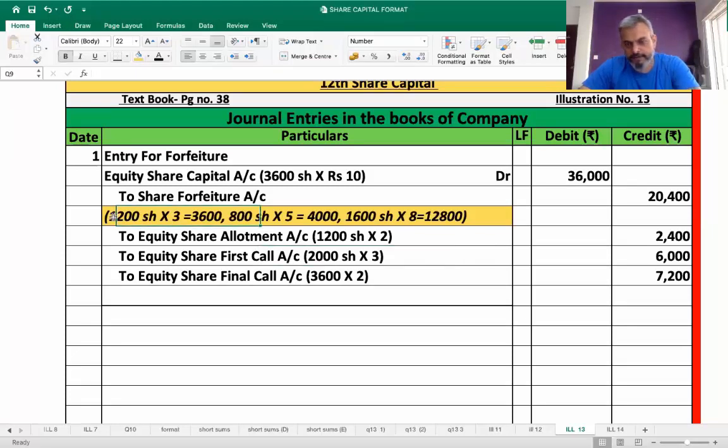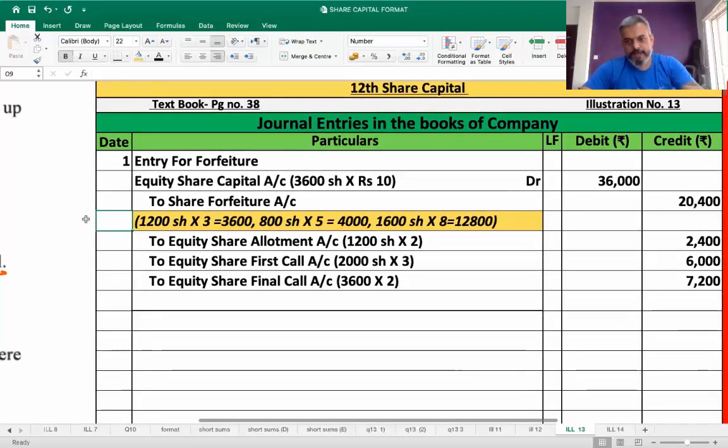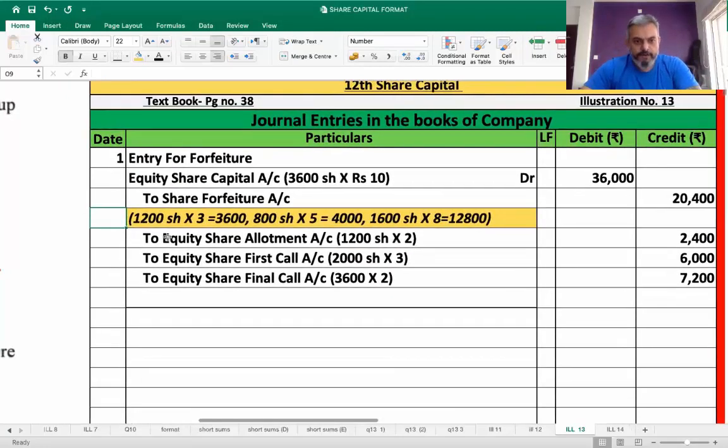So this working is important. Do it stepwise and don't make a mistake. Now, the first entry for forfeiture is over. Now we go for the second entry, that is for reissue. So, reissue of shares.